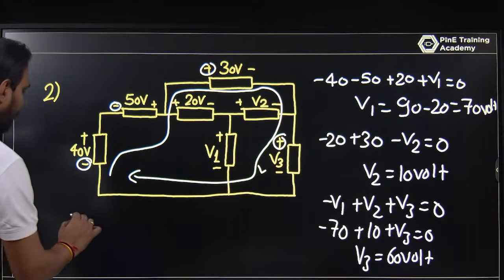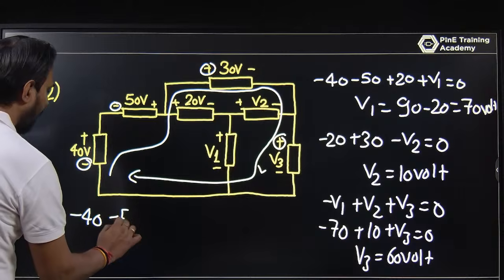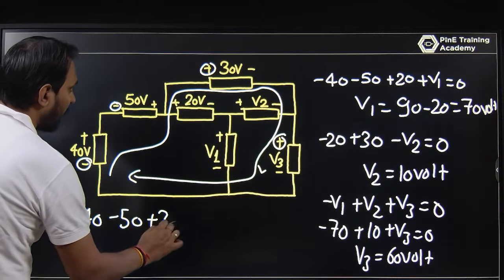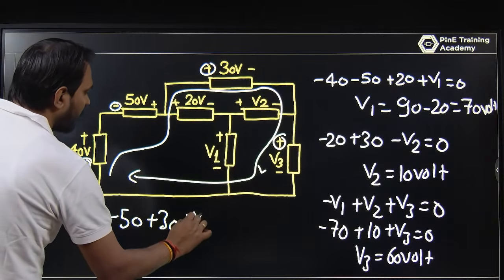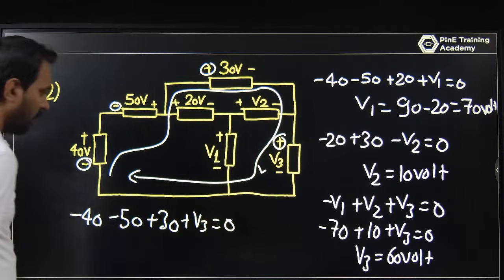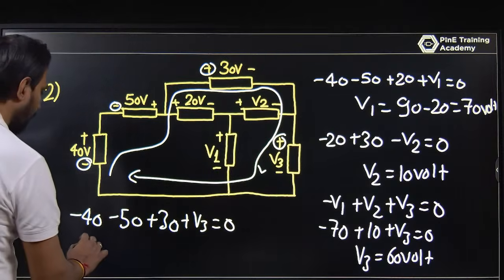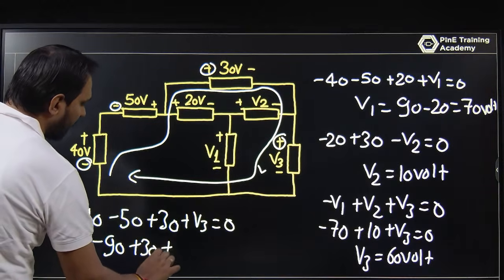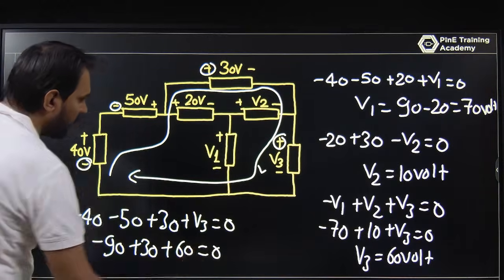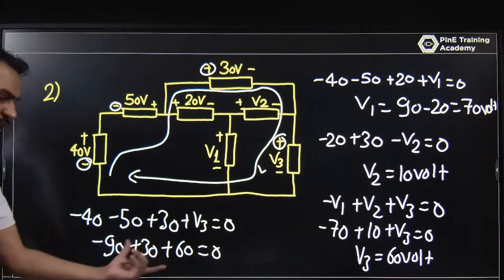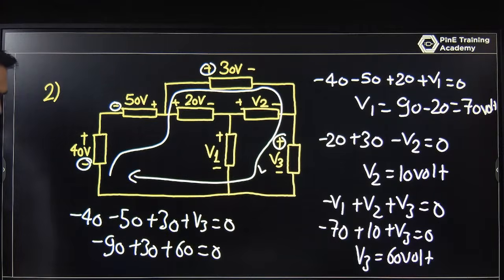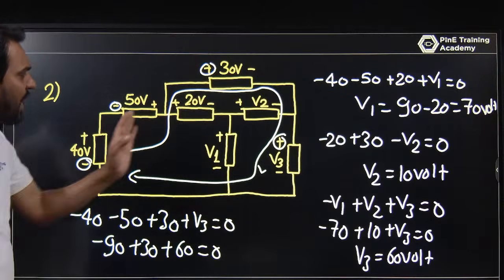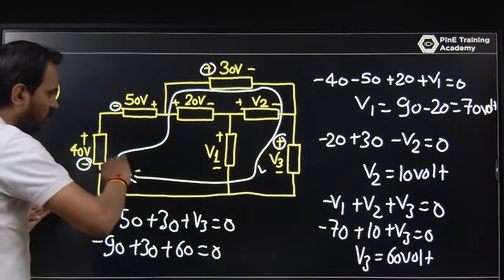So this is minus 40 minus 50 plus 30 plus V3 is equal to 0. What is V3? That is 60. Okay. So this is minus 90 plus 30 plus 60 equal to 0. Just check it. Minus 90, 30 plus 60 is 90. This is correct. You can take any loop. Okay, you can take this loop, if you want this loop.